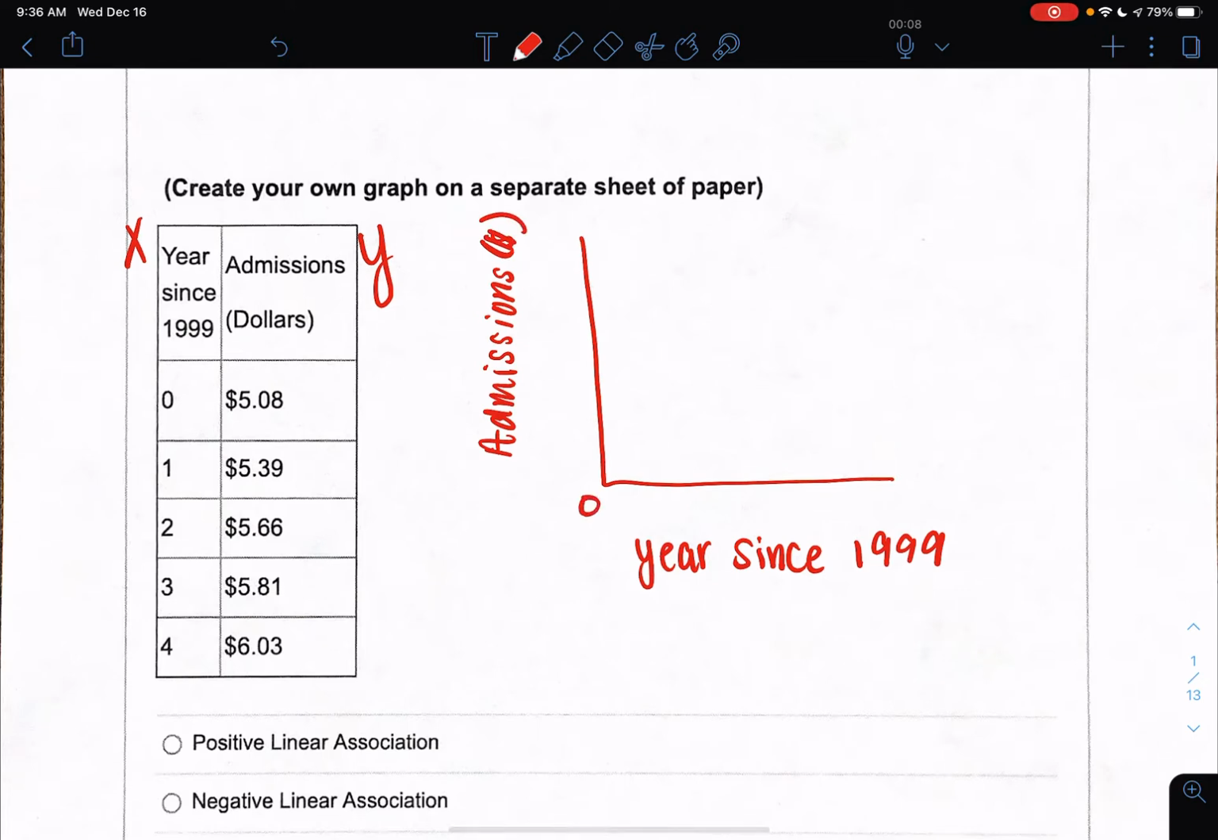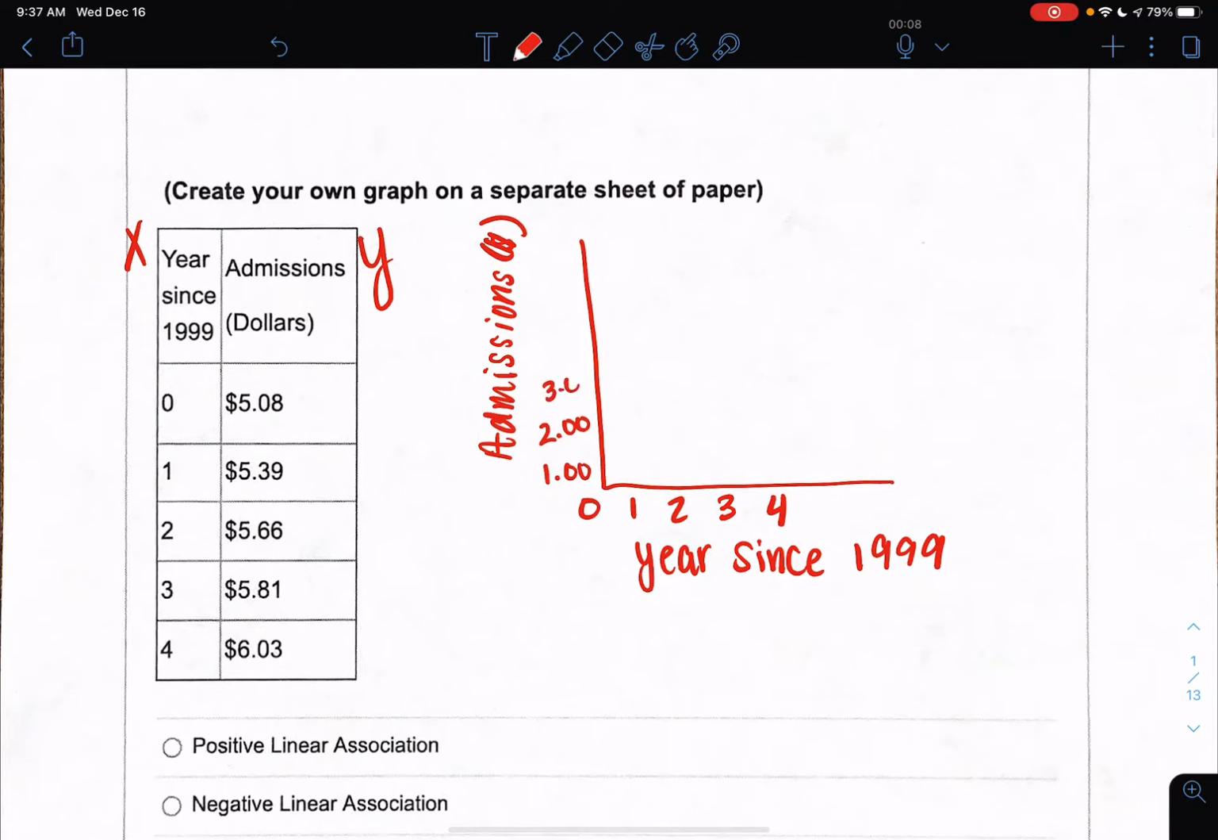Okay. And now I have to go ahead and number. So I have 0, 1, 2, 3, 4. And I'm going to try my best because I don't have my grids. So we are trying our best. Okay, now remember, when we have our table, these are also full of ordered pairs. So I have 0 and $5.08, $1 and $5.39, and so on.